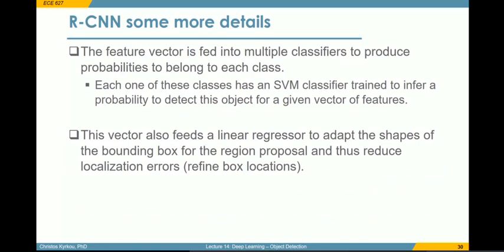Some more details about the RCNN algorithm. The feature vector that we extract is not fed to only one SVM, but to multiple SVMs, because we have multiple classes, and each SVM is responsible either for comparing one class with the other classes, or comparing between pairs of classes, and at the end we get the majority vote. So it's much more complex in terms of training.